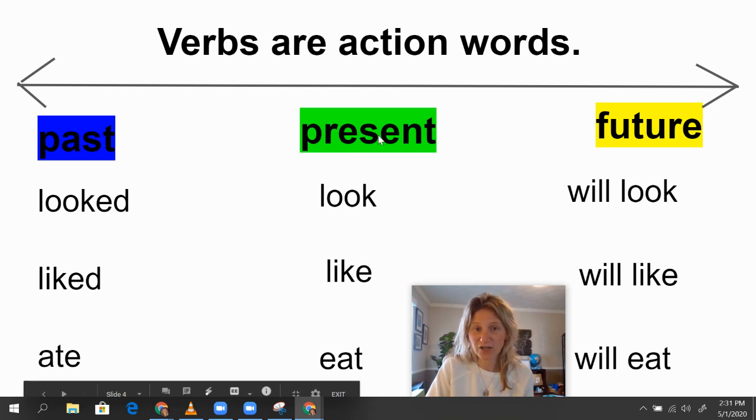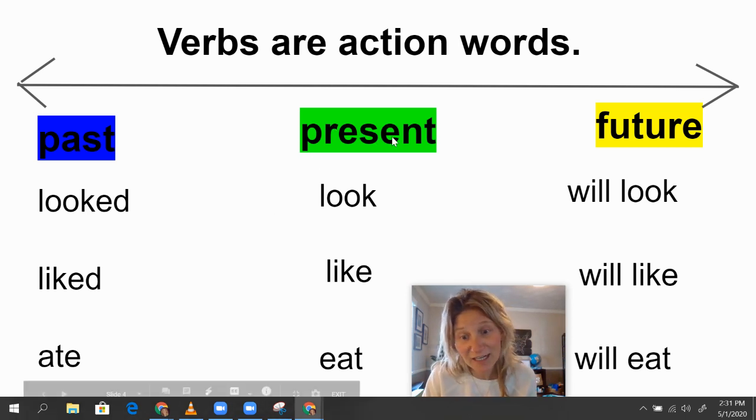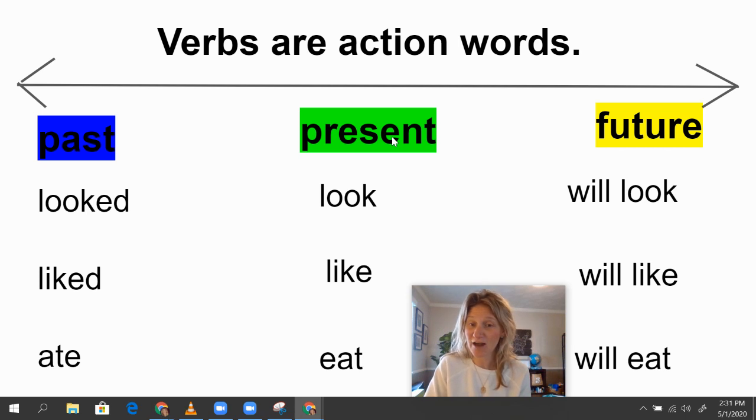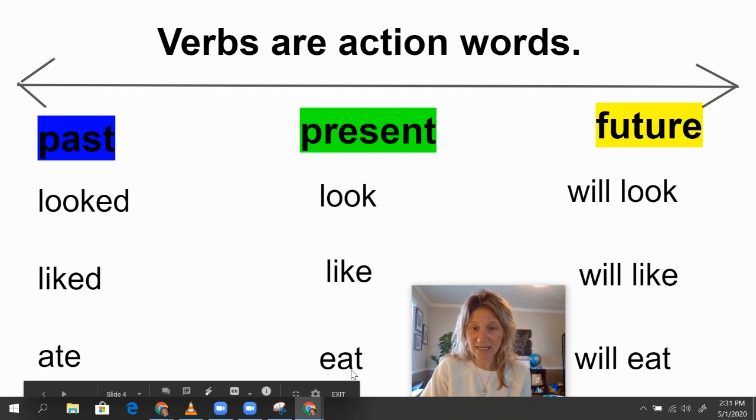The present tense verb doesn't mean a present that you're getting for your birthday or because you've been a good helper to your mom. It means right now. Present means right now. So look, like, and eat are all present tense verbs. Those verbs mean it's happening right now. If it happened yesterday or a minute ago or a second ago, then we use the past tense verb.